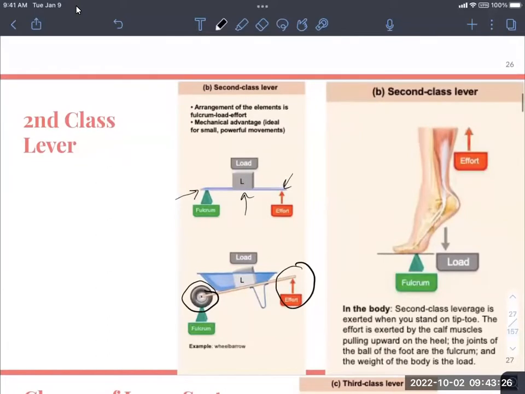Standing on your toes is also a second-class lever. The fulcrum is the ball of your foot. Effort is the muscles contracting up as you go up on your toes, while the load is your body weight trying to pull you down.